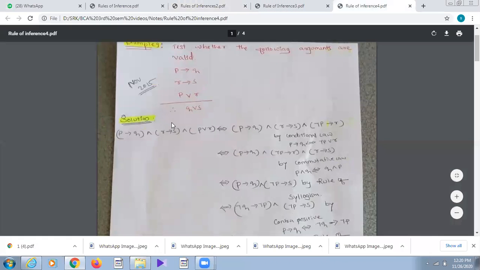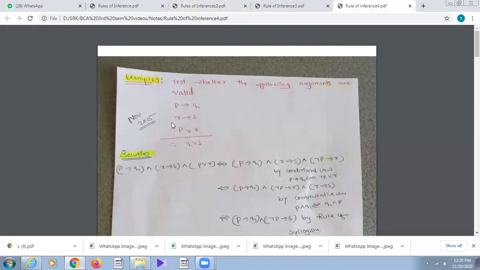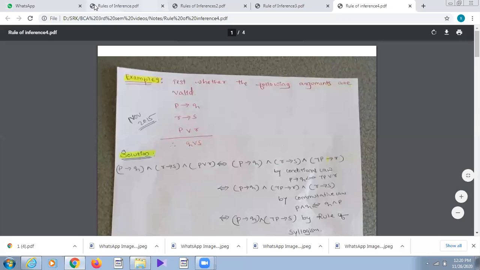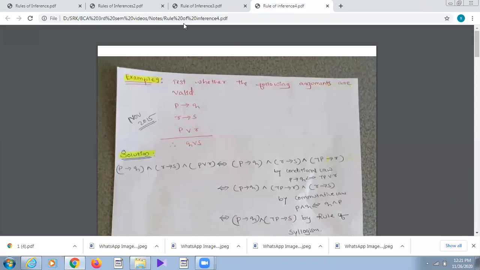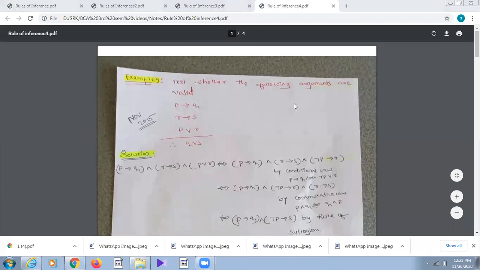See here. So wait a second. See here, rules of inference. Still some students are joining.